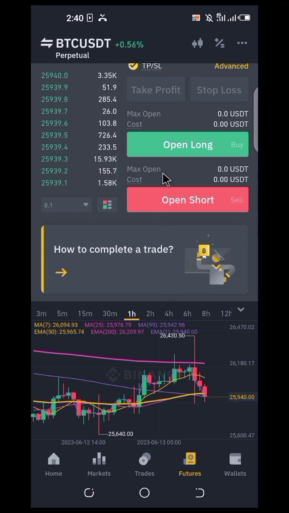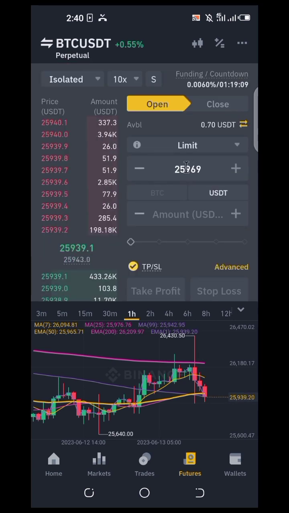Watch something here. Look at these numbers we have over here, the 25,969. Let me click on this. You can see that it has changed. When I click on any part of the chart, it is changing. You can see that these numbers here are changing. That's the function of the tap to fill.